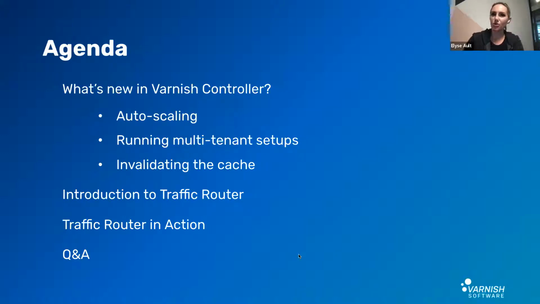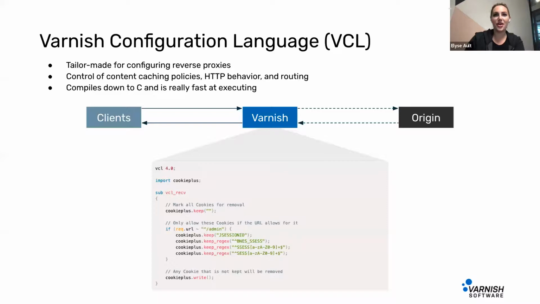So what is Varnish Controller and why has it been developed? If you're not familiar with Controller, then let me set the scene for you. We know that one of the best features of Varnish is the flexibility and power of Varnish Configuration Language, or VCL. You can push changes in real time and completely optimize how your web cache functions to best suit your needs. It gives total control of content caching policies, HTTP behavior, and routing, and compiles down to C and is really fast at executing.